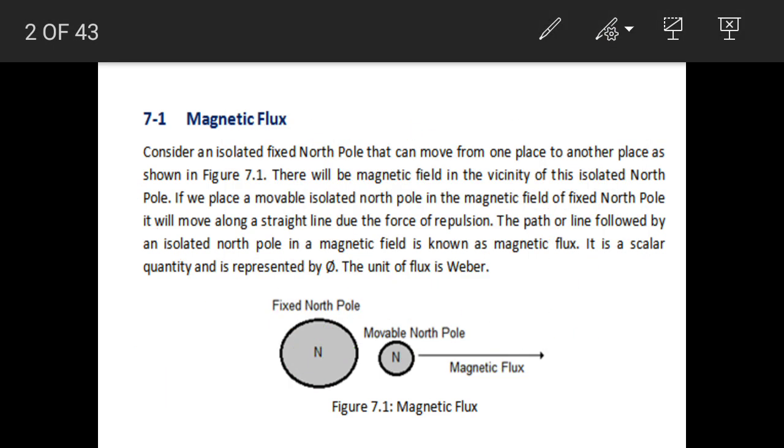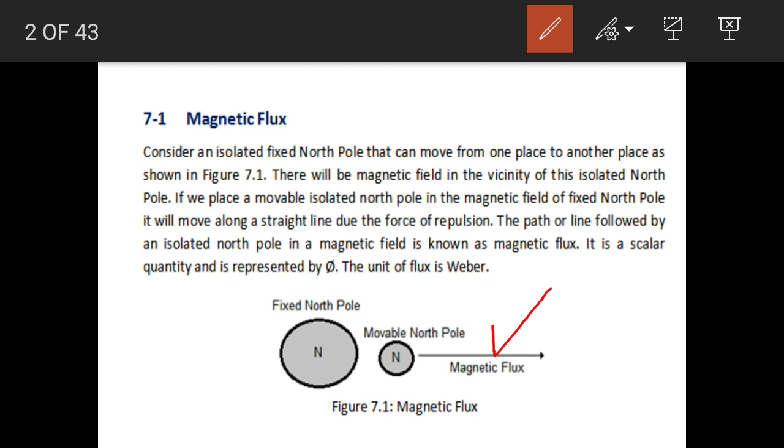Let us define magnetic flux density. Magnetic flux density is a vector quantity. So this path gives you the magnetic flux. The magnetic flux is defined as the path which is followed by an isolated north pole in a magnetic field.